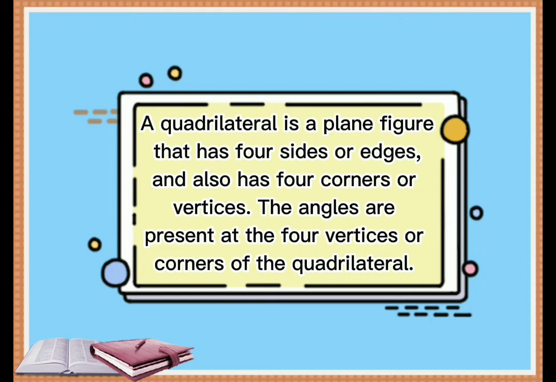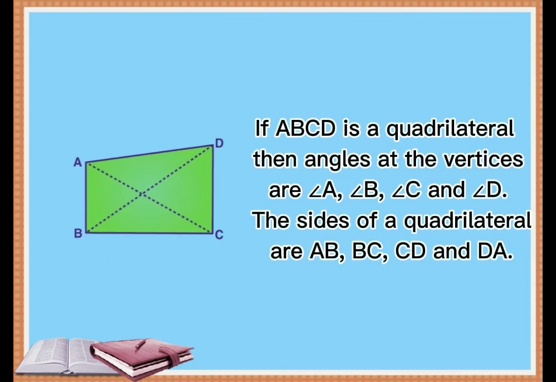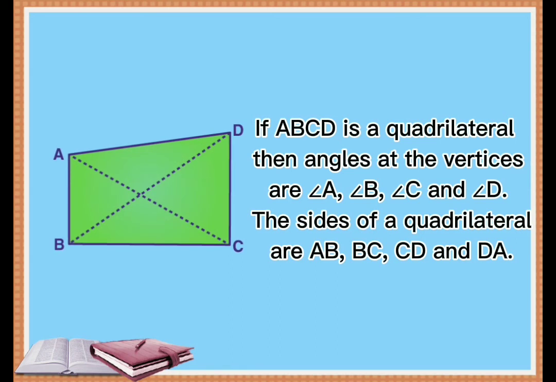The angles are present at the four vertices or corners of the quadrilateral. If ABCD is a quadrilateral, then the angles at the vertices are angle A, angle B, angle C, and angle D. The sides of a quadrilateral are AB, BC, CD, and DA. If we join the opposite vertices of the quadrilateral, we get the diagonals. In this figure, AC and BD are the diagonals of quadrilateral ABCD.